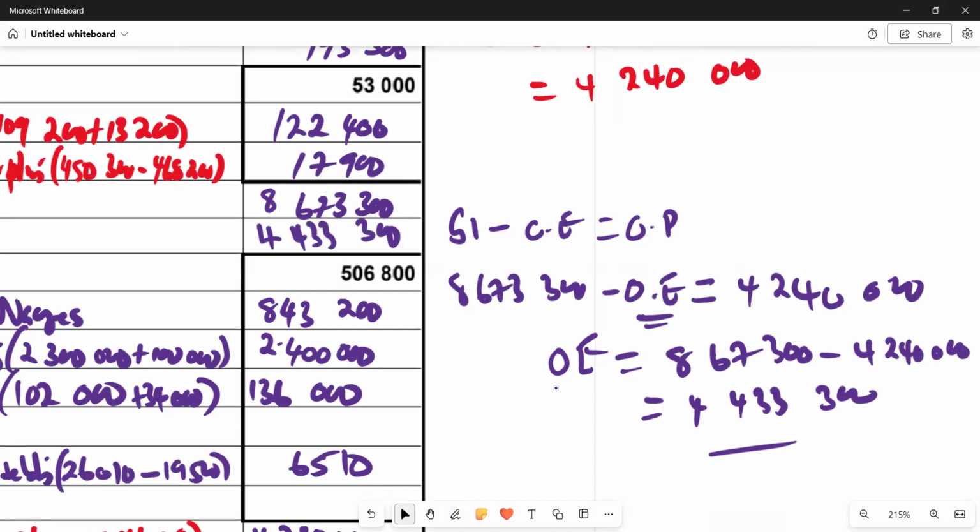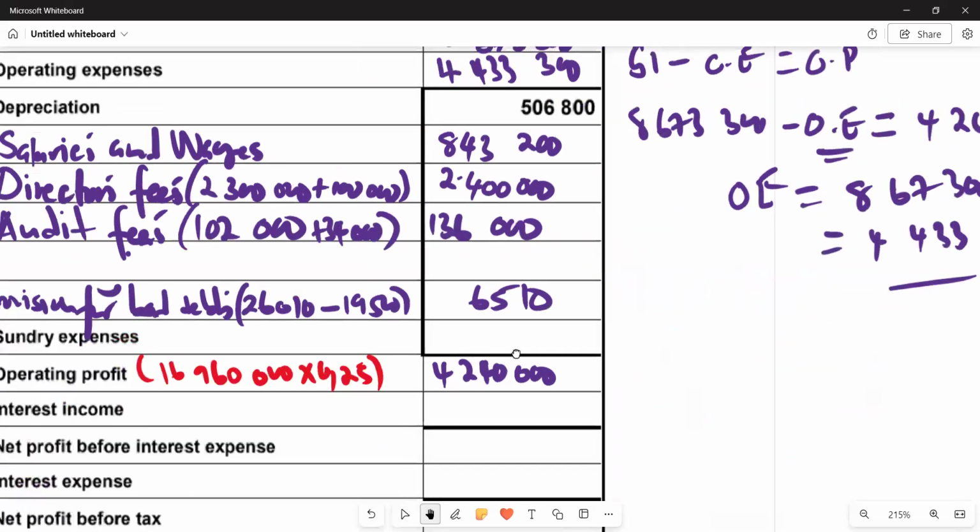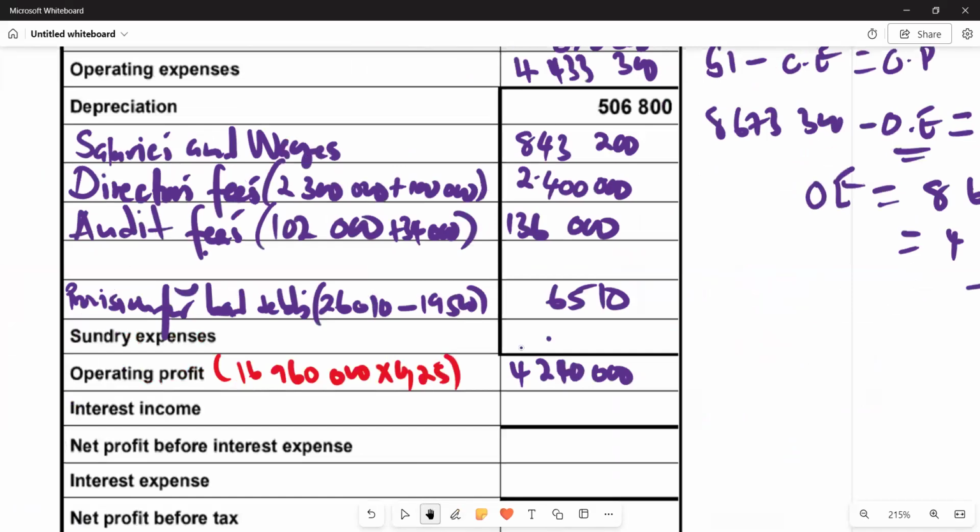4,433,300. So having done that, we can now find the figure for standard expenses here as a balancing figure by saying 4,433,300 minus all what we have inside our box. And then the figure for standard expenses that we are supposed to get there would be 540,790. So having done that, we can now try to find out about interest income.